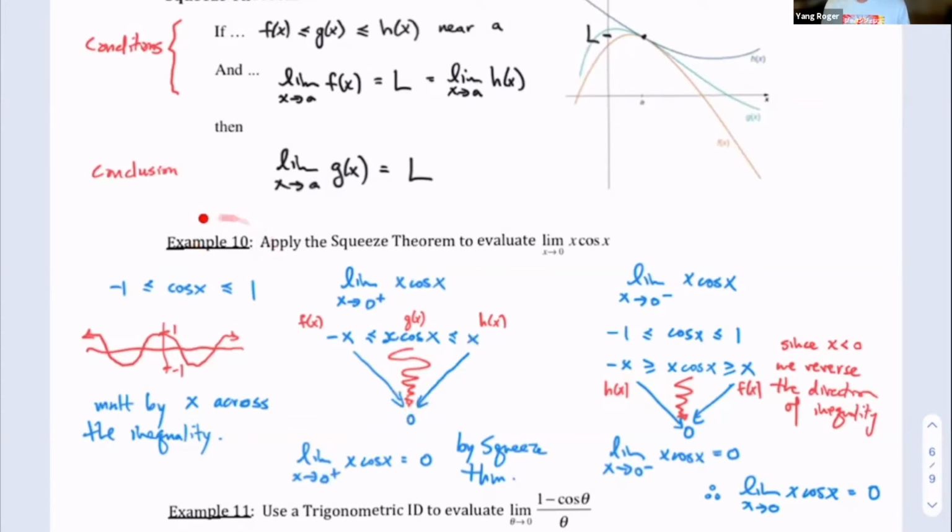Number 10 is interesting because I have an odd power of x. So when I have an odd power of x, I actually need to split it into two one-sided limits, because when you multiply through by a negative number, the inequalities reverse.